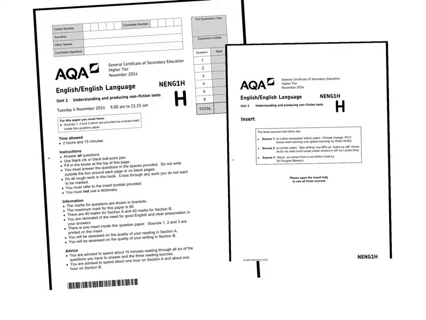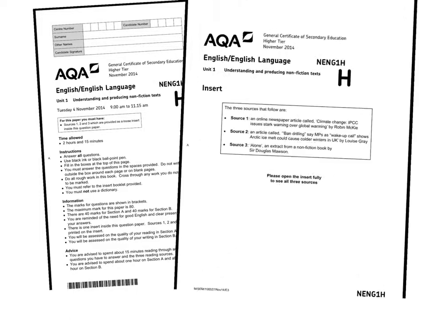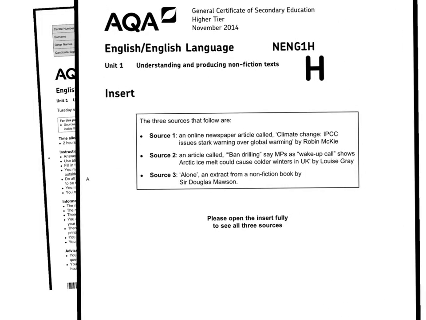In the exam you will be given 3 sources to read, and the front of the booklet will look like this, so it's a really good idea to actually have a look at where they've come from and what they're about before you start reading them, because it just puts them into context and helps you to understand them. In this video we're going to be looking at how to improve our answers to question 1.